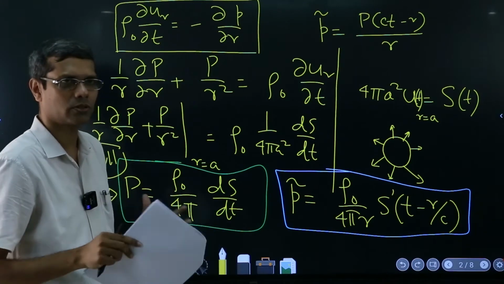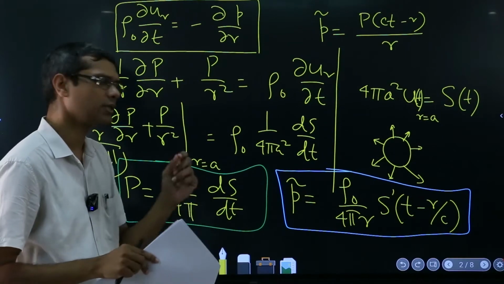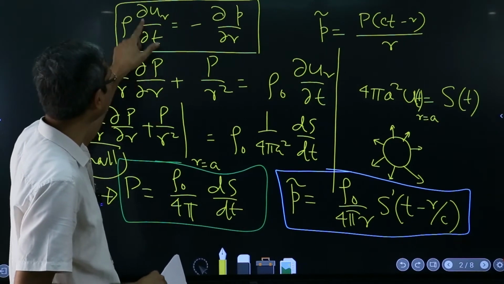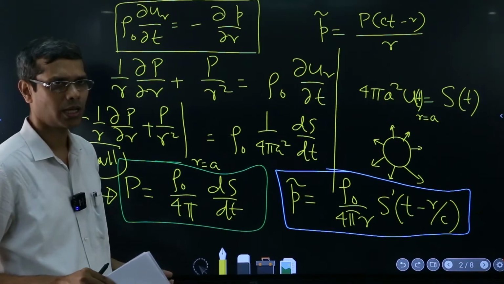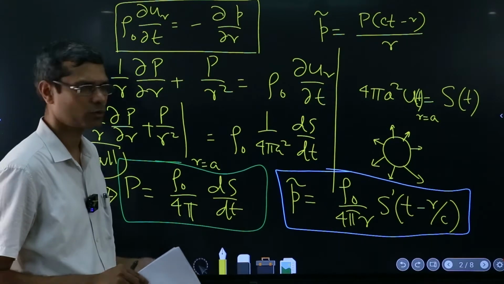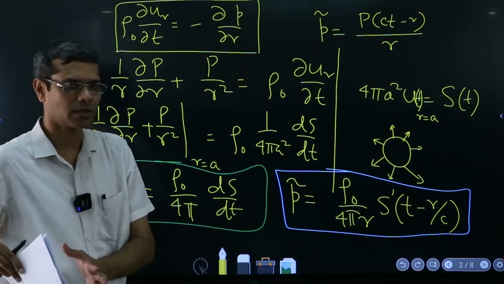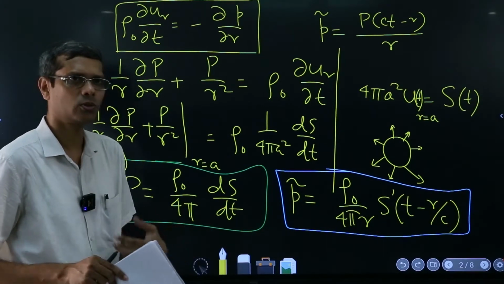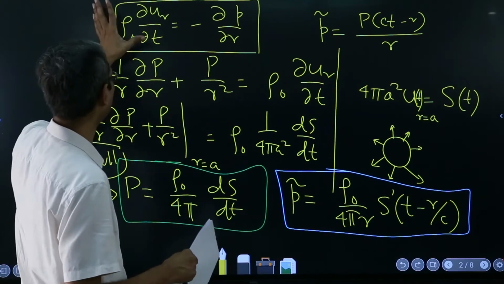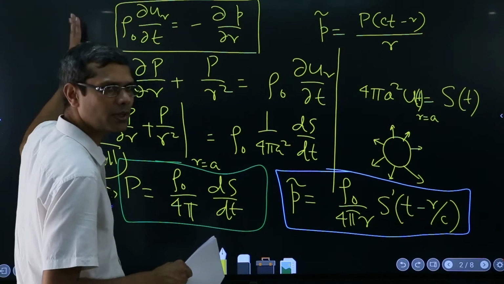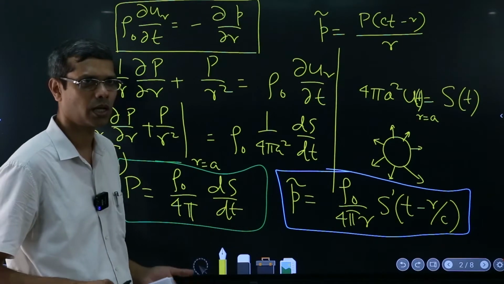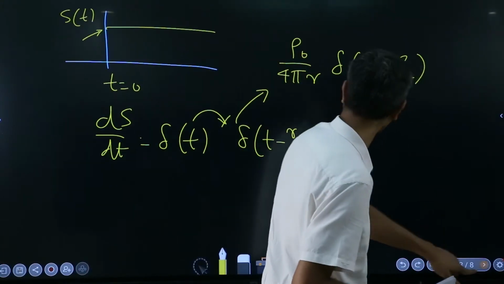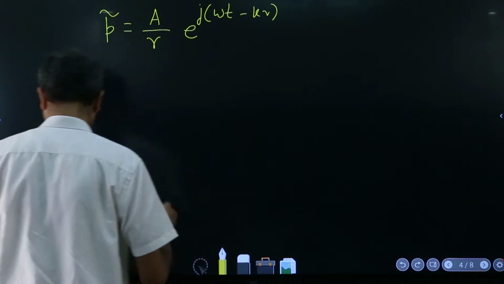Now everything is sinusoidal. Pressure is sinusoidal, velocities are sinusoidal, everything. That means your time differentiation is like multiplication with j omega. As soon as you get into harmonics, this is a mathematical tool which you can use: any differentiation is multiplication by j omega, any integration is a division by j omega. So that you can directly use. Okay, so that will bring you to this equation.